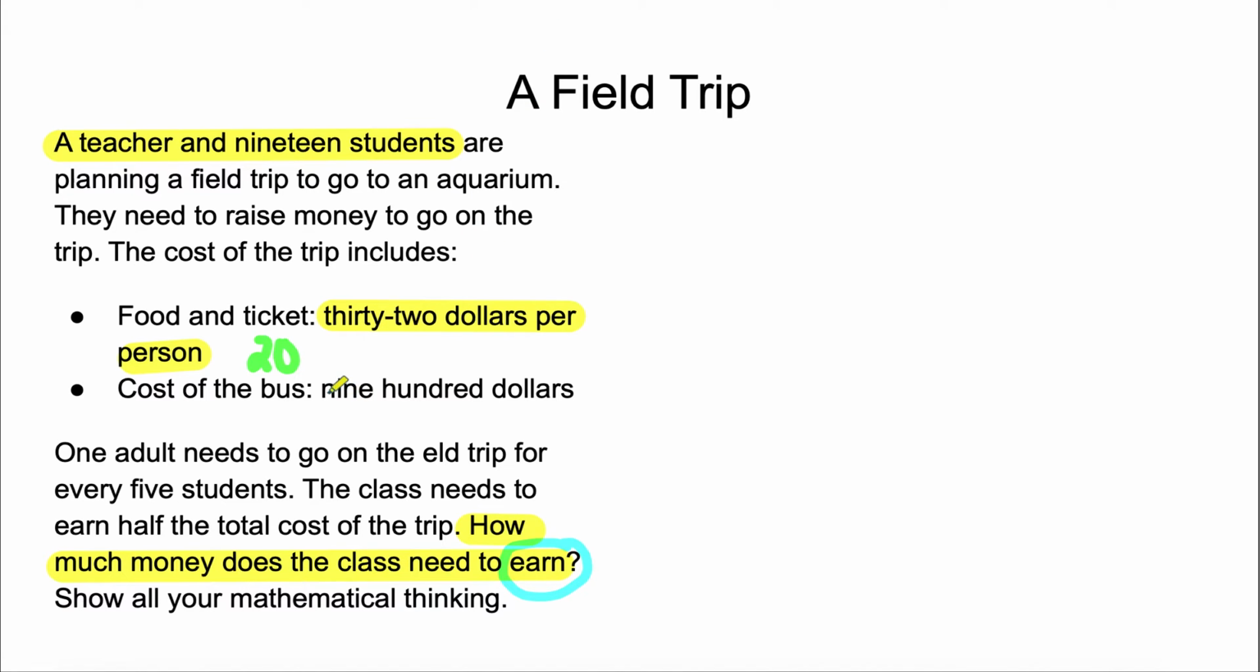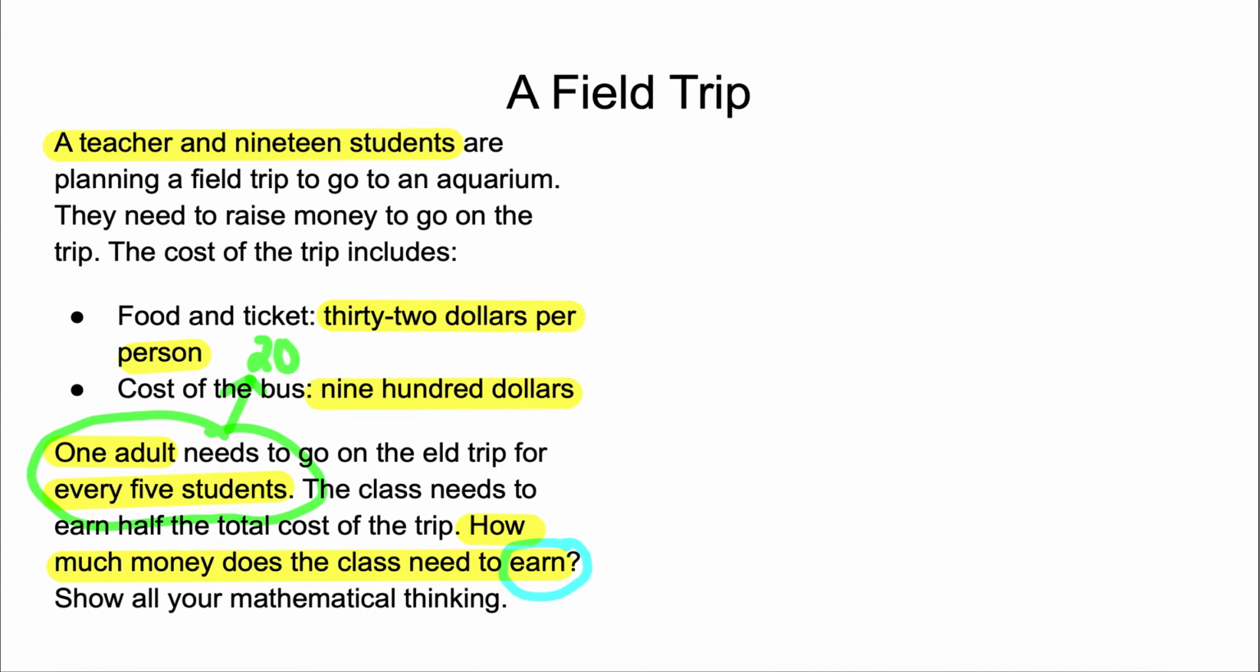I also know the cost of the bus is $900. That doesn't change based on the people. I just know there's $900 for the bus. One adult needs to go on the field trip for every 5 students. Oh, wait, one adult every 5 students. So that means I need to figure out how many adults we need too. So there's another piece of information that I need to solve for. This is going to impact my 20. I now know I'm going to have more than 20 because I need a few more adults on the trip.